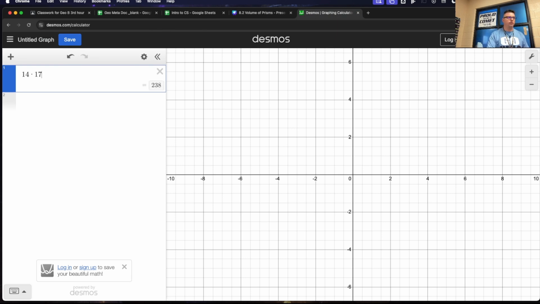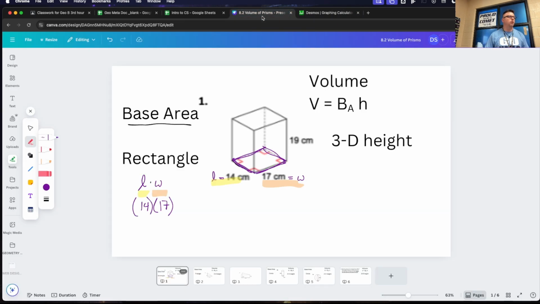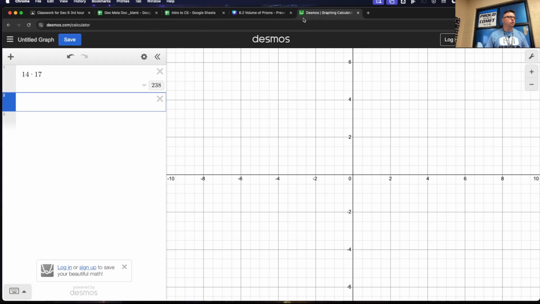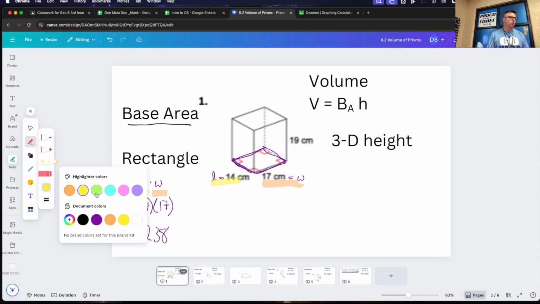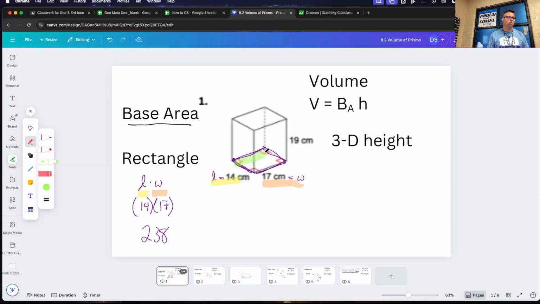And when I do that, I have no idea what it is. 14 times 17, right? Is that right? Yeah. 238. So you should get 238 as your area for this right here. And all we're doing is finding the area of the base shape. So we call that the base area.